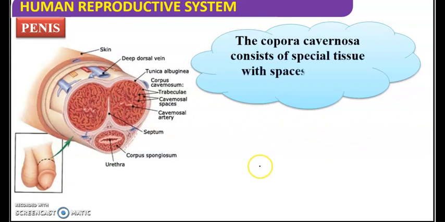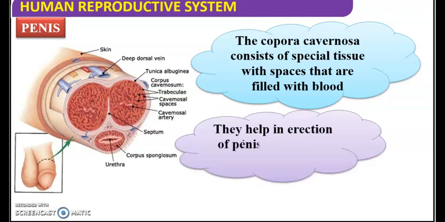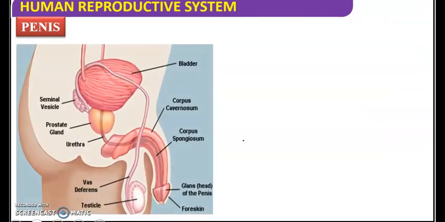Now, the corpora cavernosa is made of special tissue and it is filled with blood. When it is filled with blood, it helps in the erection of the penis during sexual intercourse. When there is sexual arousal, the penis gets erected, so that it helps in facilitating insemination. For insemination, the erection will happen when it is gushed with blood, and that is why the corpus cavernosa has rich blood-filled spaces.